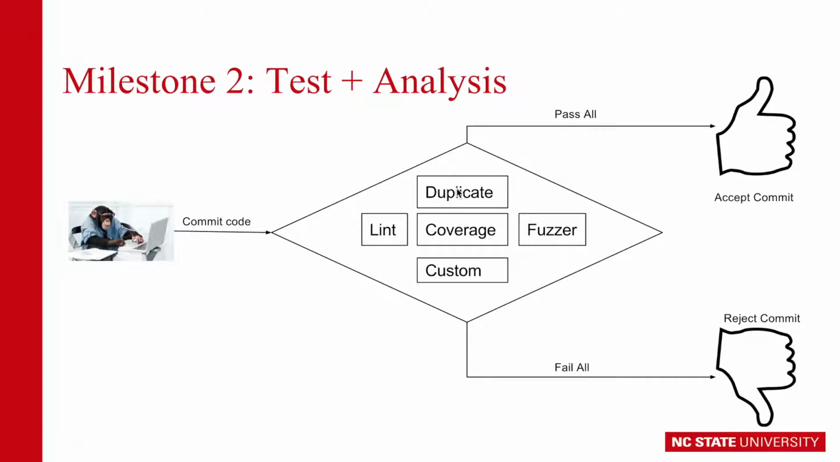Duplicate code is analyzed using duplicate analysis. Coverage of the code is analyzed using coverage tests. Custom metrics can be included as per the user's choice based on their acceptance or rejection criteria. And finally, a fuzzing component is added to see what percentage of unique rejected tests you can generate, and if the rejected tests are greater than a certain threshold, you reject the commit, else you accept it.